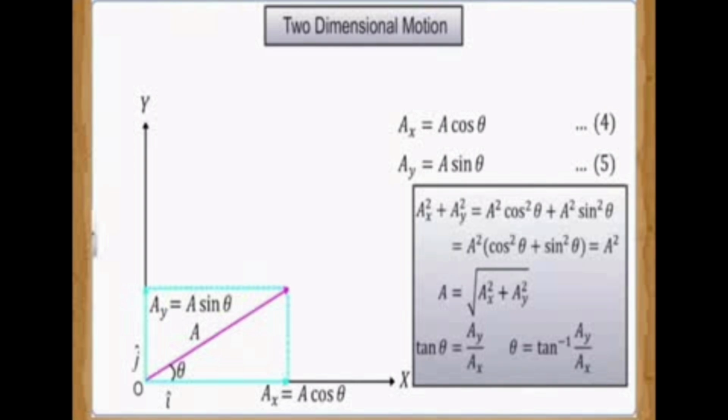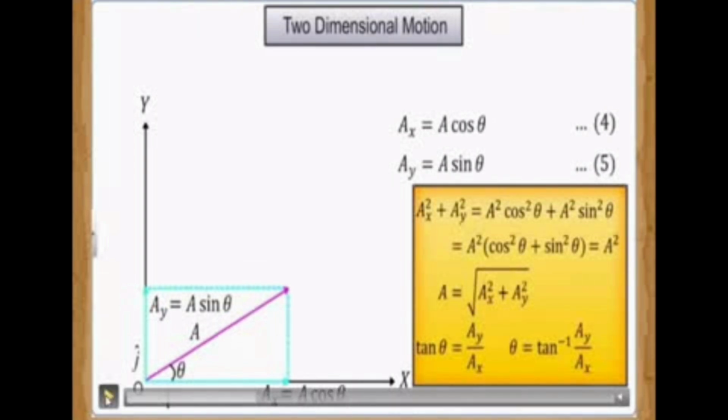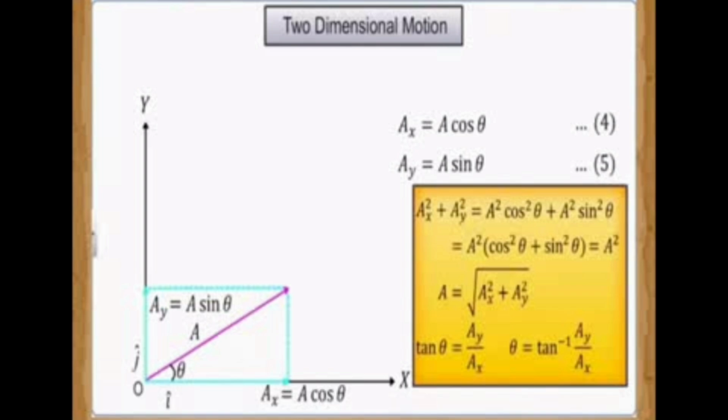So you can write like this: Ax square plus Ay square equals A square cos square theta plus A square sin square theta. Or you can take A square outside: A square times cos square theta plus sin square theta, which equals A square, because cos square theta plus sin square theta becomes 1. So A square equals Ax square plus Ay square, or A equals root of Ax square plus Ay square. This is the magnitude of that vector.